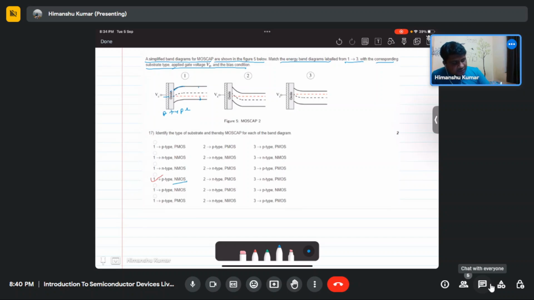Similarly, in the second case, the Fermi level is closer to the conduction band, so this is n-type.